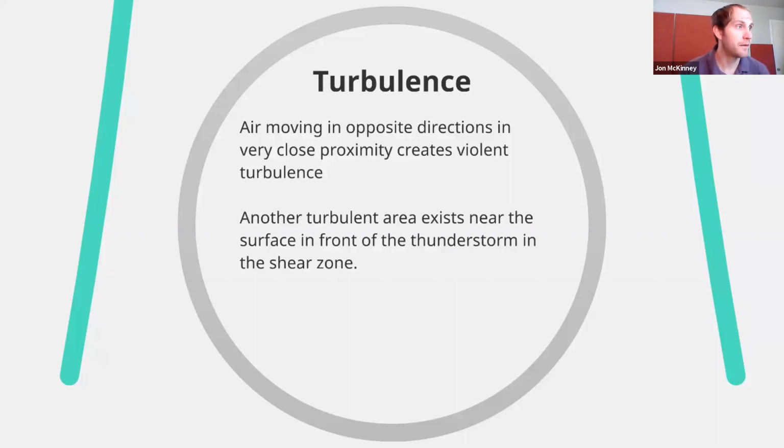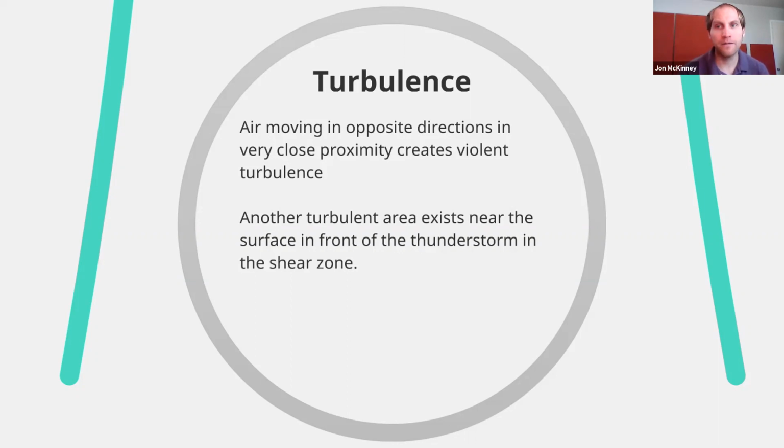Turbulence. The bottom of our slide says that another turbulent area exists near the surface in front of the thunderstorm in the shear zone. So we've talked about wind shear. Wind shear would be very similar to the idea of turbulence, where you have two different airflows that are opposing each other in very close proximity. Turbulence, wind shear. Another vocabulary word you typically hear about is low level wind shear, LLWS, low level wind shear.